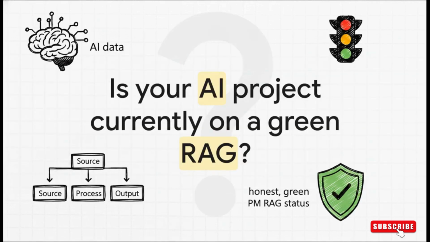So, as we wrap up this explainer, we've decoded the highly technical depths of retrieving AI data, and we've illuminated the brutal honesty required in project traffic lights. The ultimate, maybe slightly ironic question to leave you with today is this: Is your highly technical, state-of-the-art AI RAG pipeline currently tracking on a completely honest, green PM RAG status today? Take a hard look at your own projects, and I will see you in the next explainer.